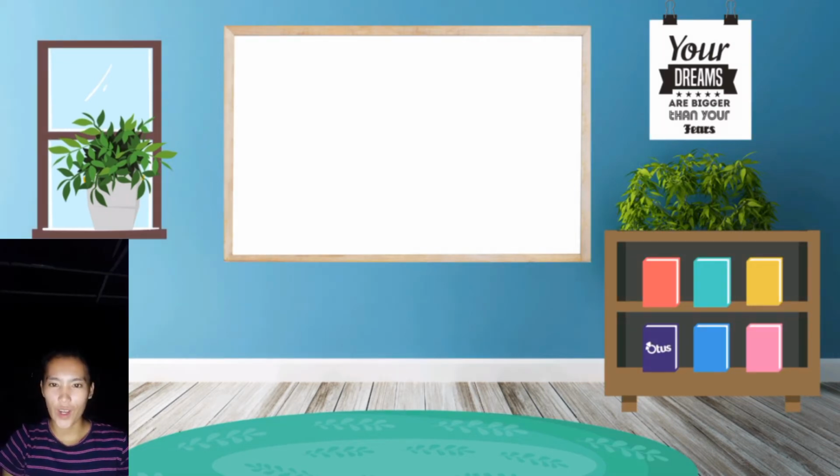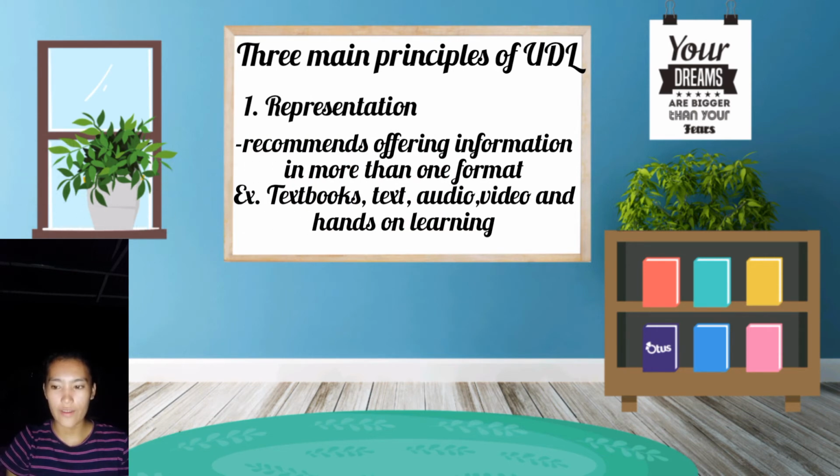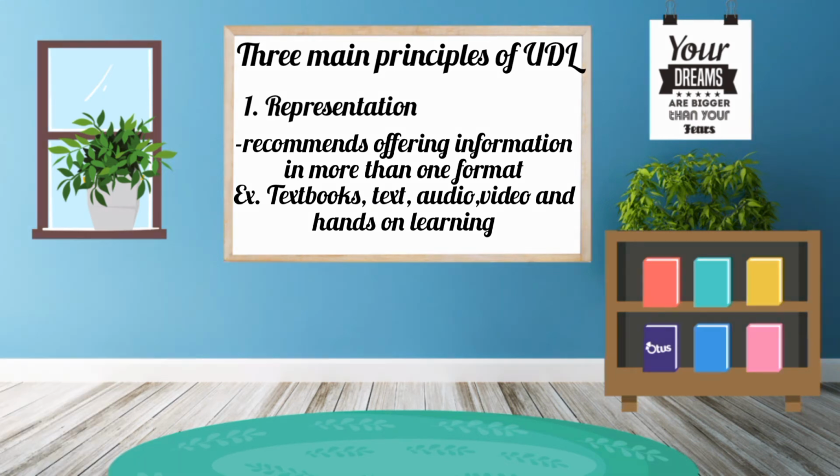Now let's move on to the three main principles of universal design for learning. Number one is representation. Universal design for learning recommends offering information in more than one format. For example, textbooks are primarily visual, but providing text, audio, video, and hands-on learning gives all kids a chance to access the material in whichever way is best suited to them.